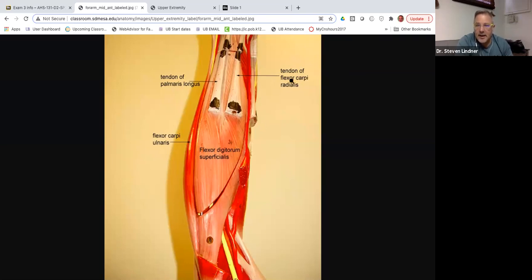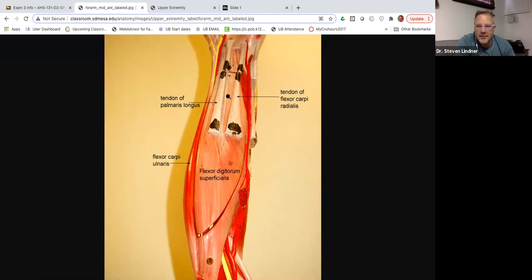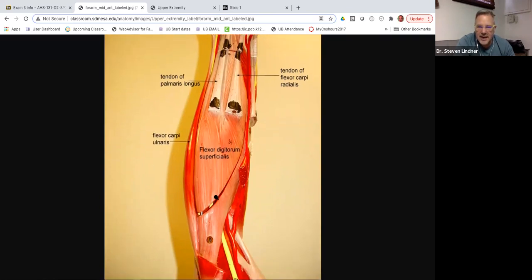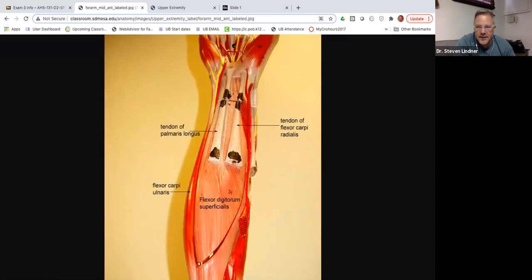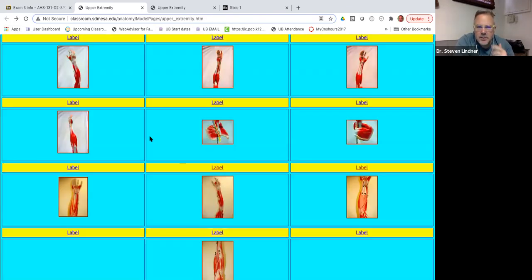Pronator Teres, and you could see here's the tendon of the Flexor Carpi Radialis. Here's the tendon of the Palmaris Longus. And then here is the Flexor Carpi Ulnaris. They didn't have to cut it, but with these cut, you can see the belly of this muscle, which is the Flexor Digitorum Superficialis. You can see it's a pretty large muscle. It goes underneath and it goes to the fingers. Okay. Let's go back. That's this one here.